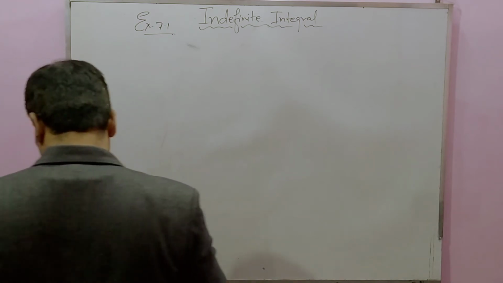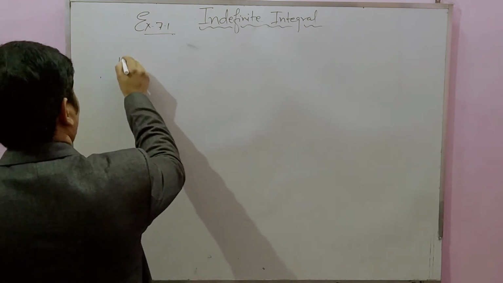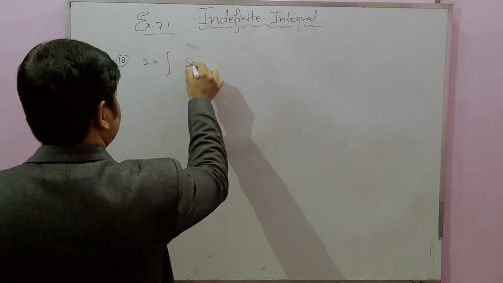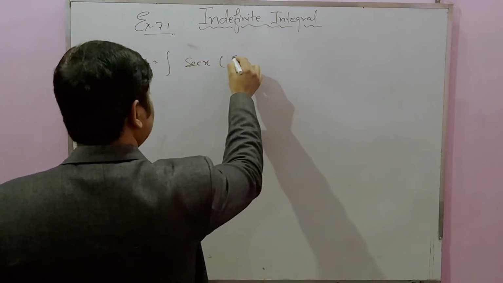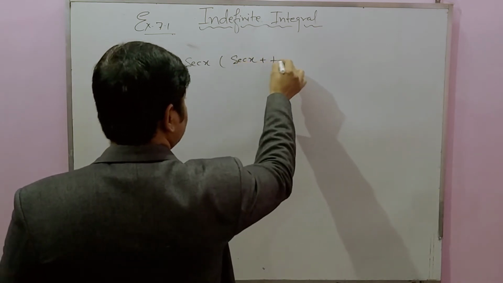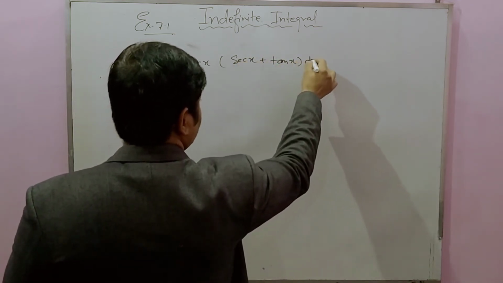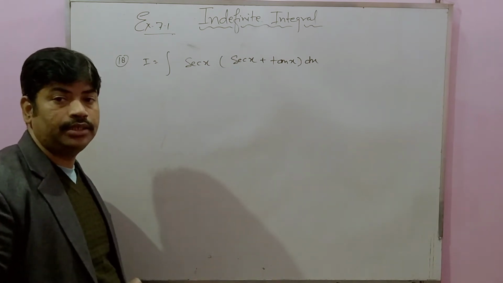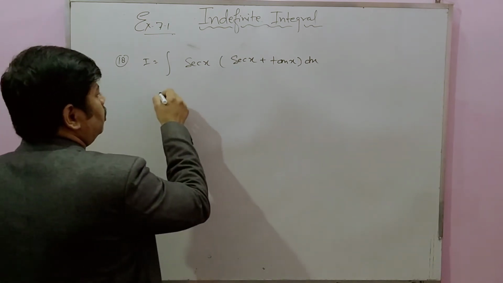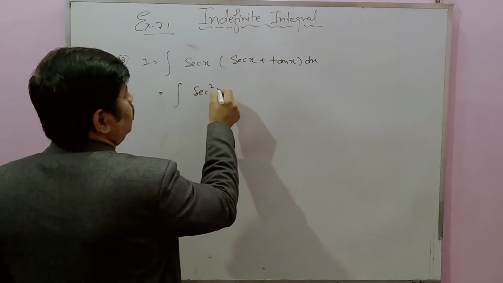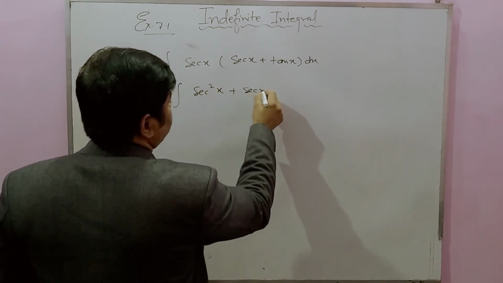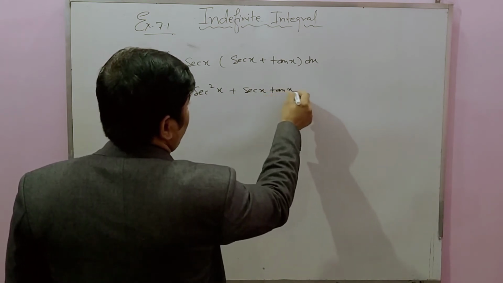Question number 18 is I equal to integration of sec x bracket sec x plus tan x dx. First of all, we have to multiply in the bracket, then integrate it. Sec square x plus sec x tan x.